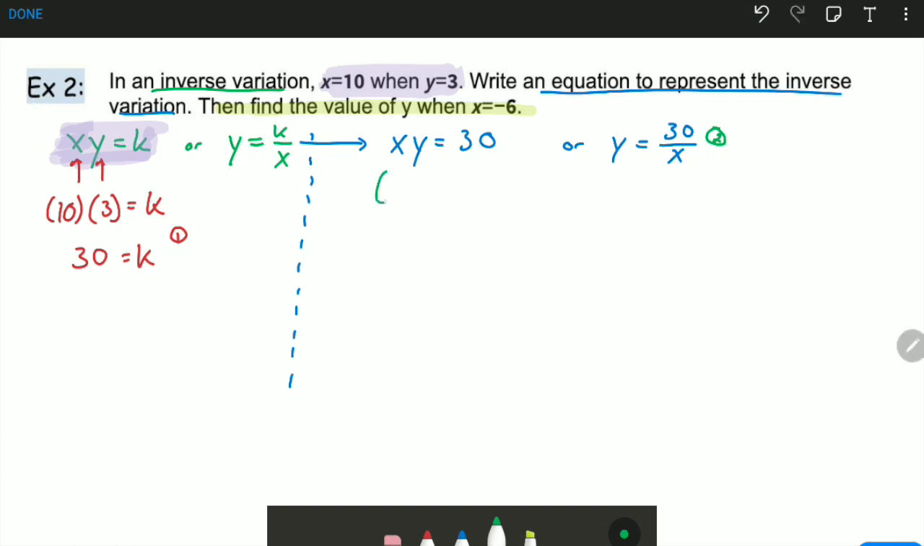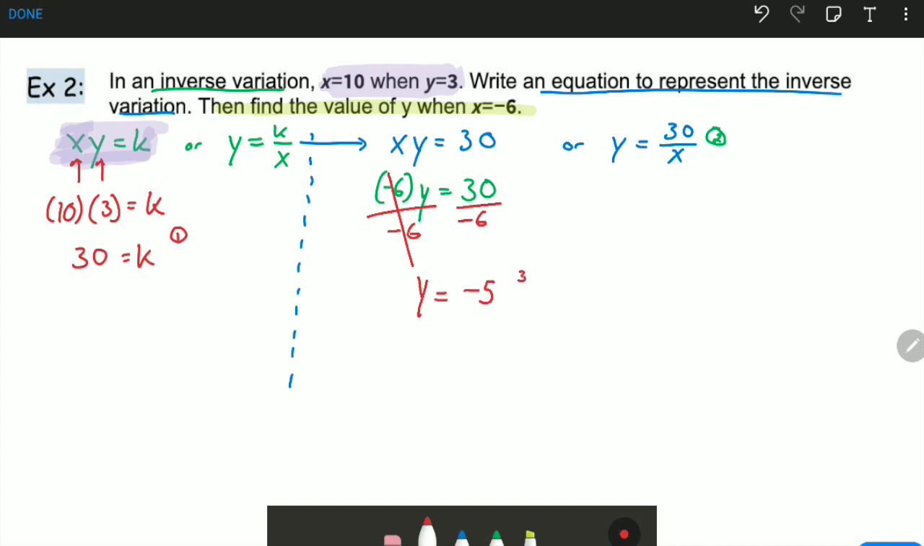So I'm going to replace x with negative 6. Y is going to come back down. 30 is going to come down. We're looking for y, so y is left as y. We need to figure out what y is, so we will divide both sides by negative 6. Giving us y equals negative 5.